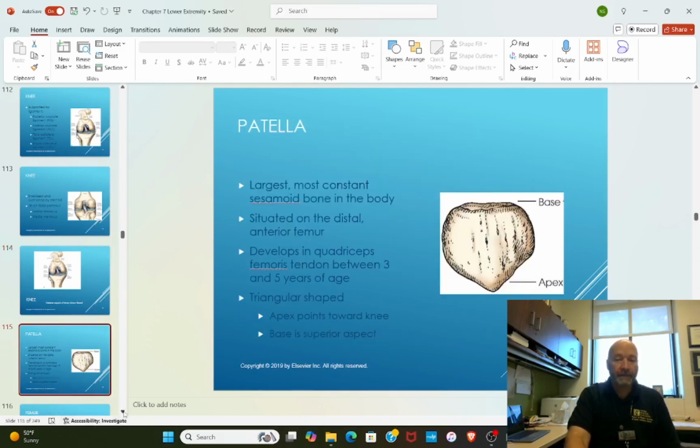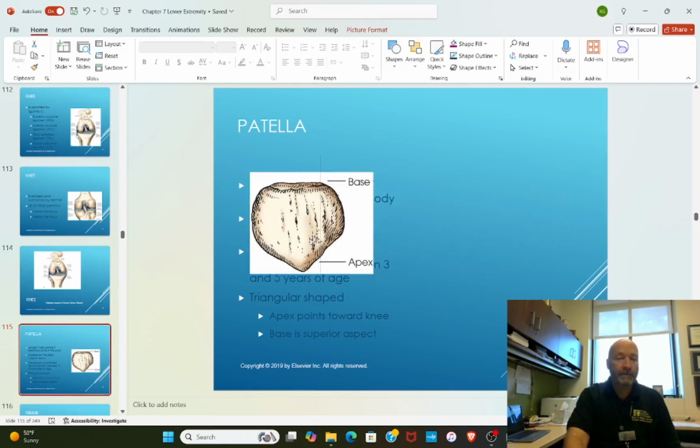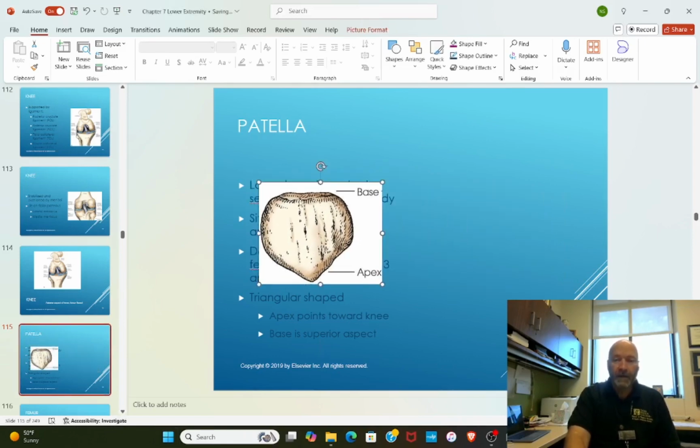So patella is the largest sesamoid bone in the body, and the base is at the top, the apex is at the bottom, and that seems a little bit backwards because you think of the apex of everything, including the lungs, or the apex of a mountain being at the top. But in the patella, it's upside down.